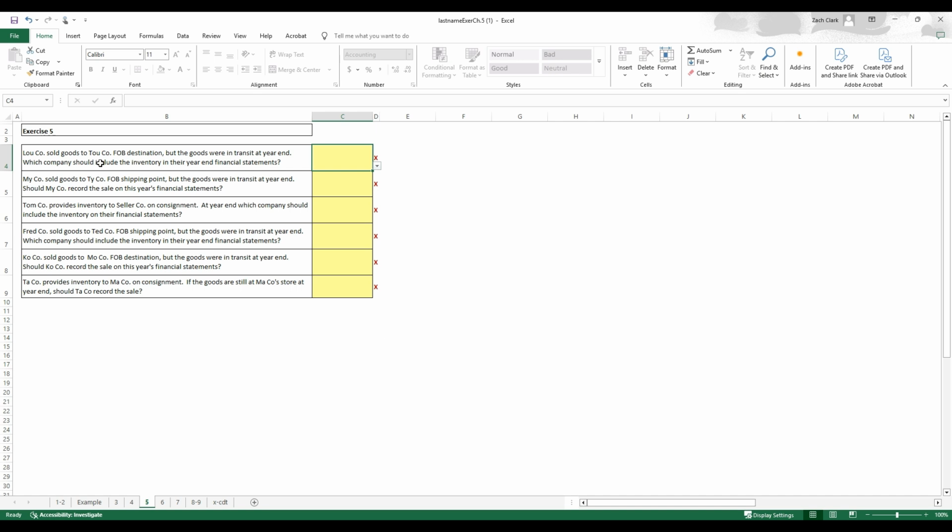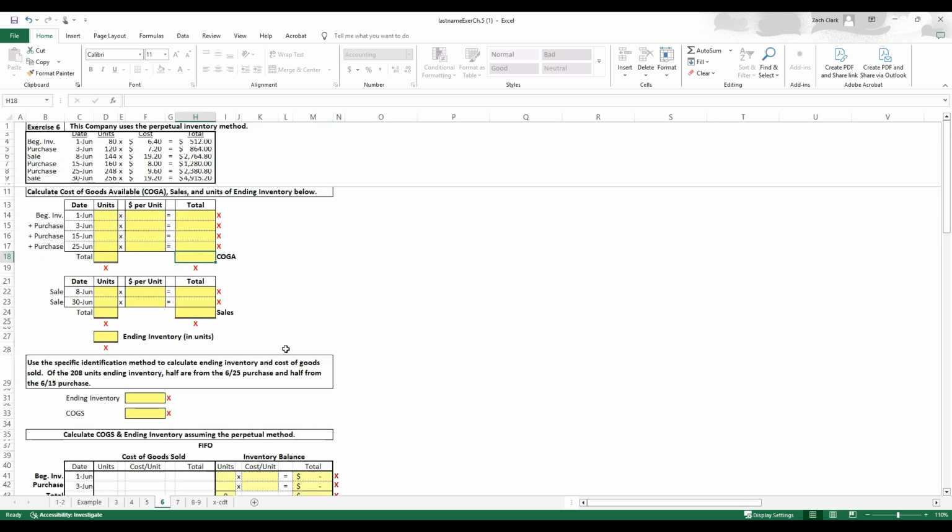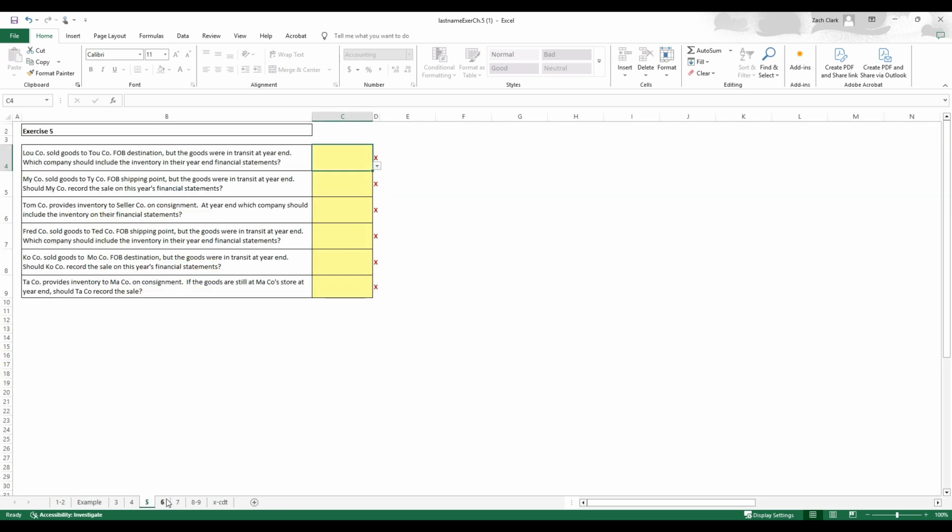All right, let's look at tab 5. So this just gets to what's FOB shipping point versus FOB destination. If something is FOB shipping point, that means that the ownership transfers at the time that it's shipped. But if it's FOB destination, then that means that ownership will transfer to the buyer only when it reaches the destination. So I'll let you all answer those questions. They're pretty easy questions. Just drop down and select there.